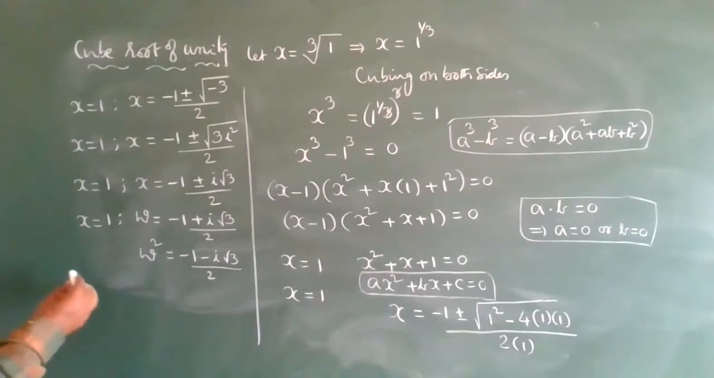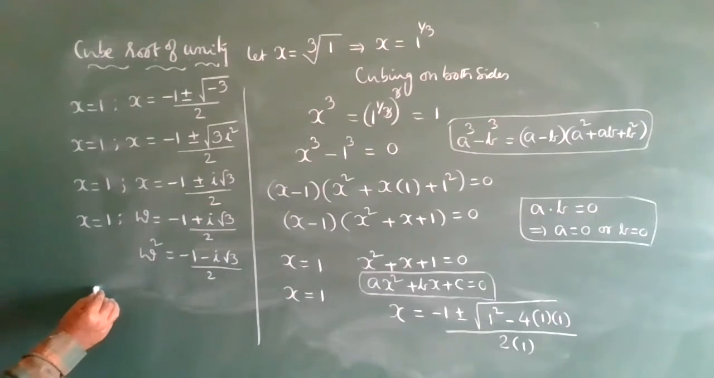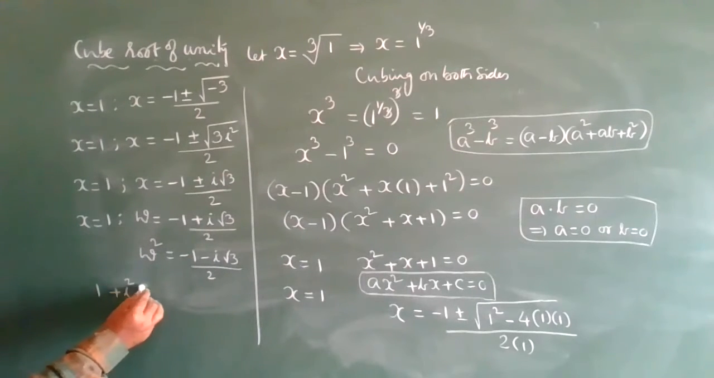If you want, you can check. So omega square you can do using a square plus b square, with i square as 3. Okay?